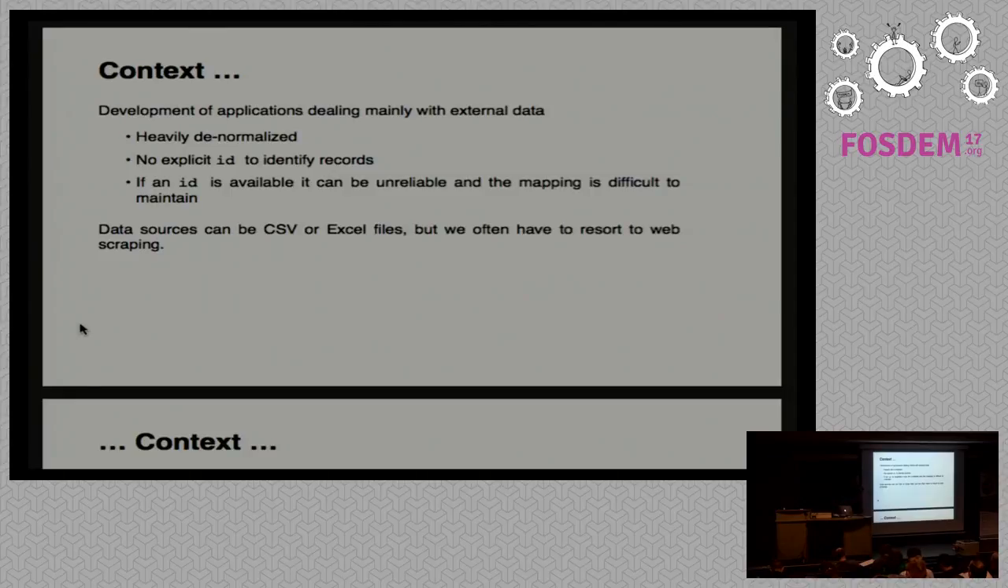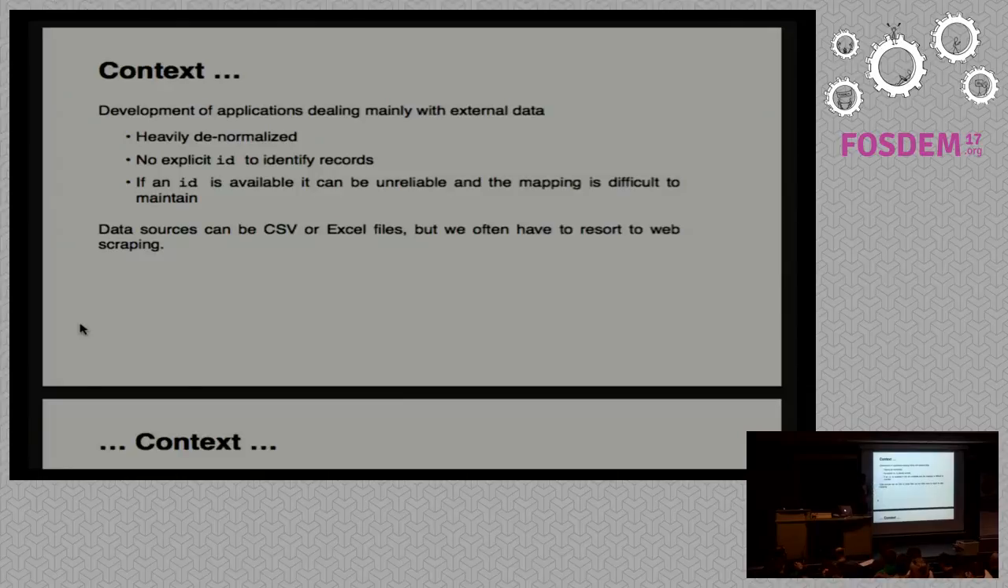As I said, we are consulting mainly for Engie, and we work with a lot of external data. We download data from web services, we download CSV files from the web, we scrape websites, or fetch FTP files and so on. This data is most of the time heavily de-normalized, the complete opposite of what you want in a database. Most of the time we have no explicit ID to identify the records, so we don't know if it's the first time we see a value or an update of an existing value. Sometimes you have an ID, but it can be unreliable, or you don't even know what can be interpreted as an ID.